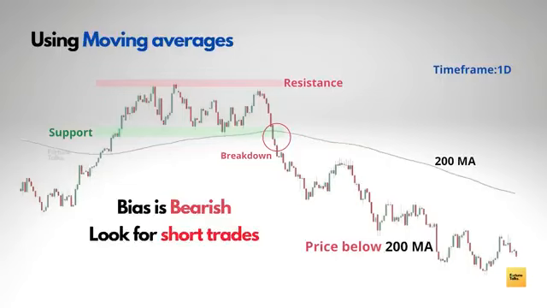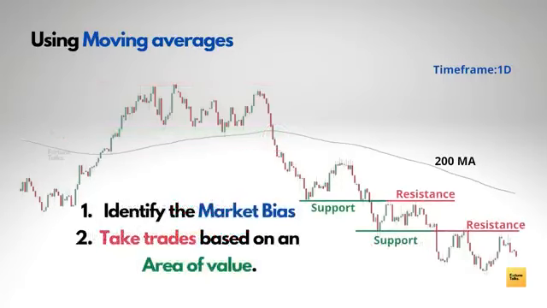Now you can have a short bias since the price is trading below the 200 moving average, and now you can look for opportunities to go short on the market. Now this is how you can actually use the 200 moving average to give you a bias to know whether you should go long or stay short. And after you have identified your bias, then just reference a market structure like a support or a resistance or even the moving average itself to identify the area of value that you want to trade from.